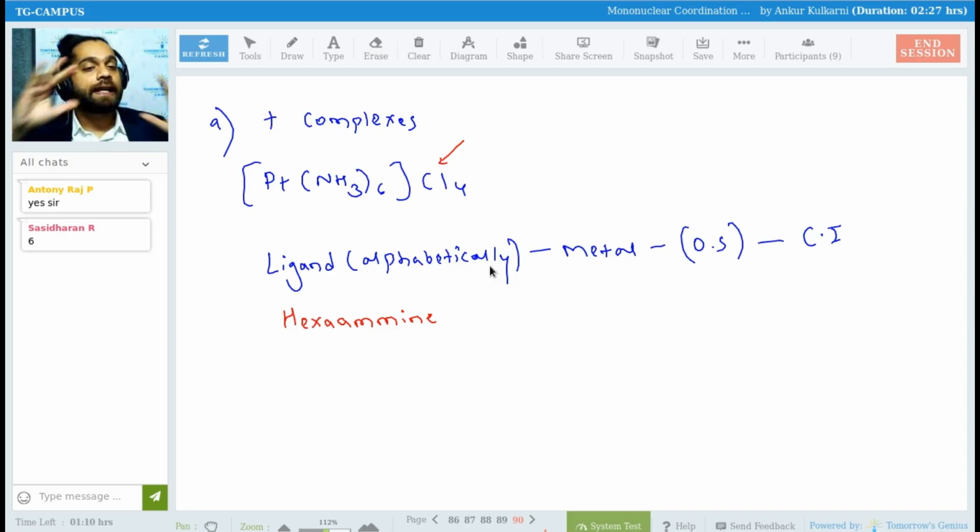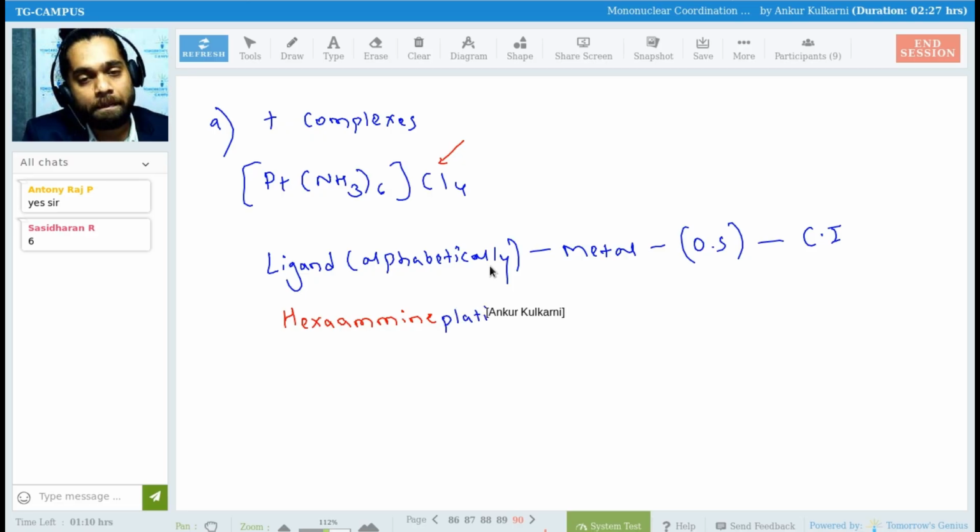After that my ligands are over. Then, Sarjana, I have the metal again, without any space. What is my metal? The metal is platinum. So hexaamineplatinum, the name of the metal as it is. What is the oxidation state of platinum over here? Everyone in the chat box, come on, calculate.